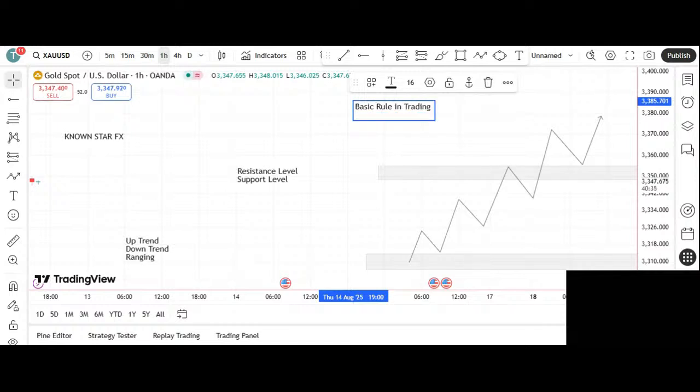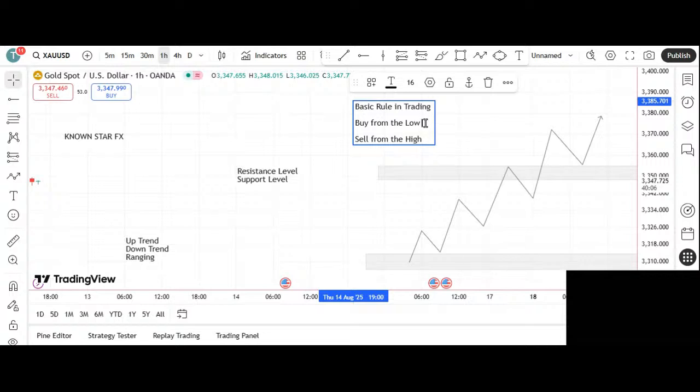What's the basic rule in trading? Buy from the low and sell from the high. Right now, in order for you to buy from the low, this low right here.